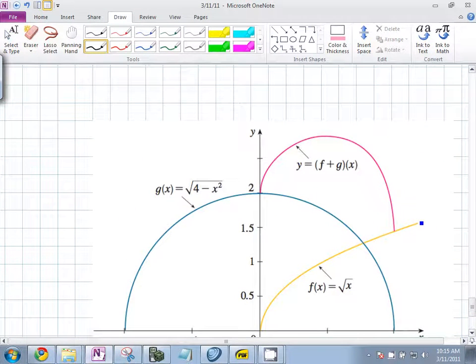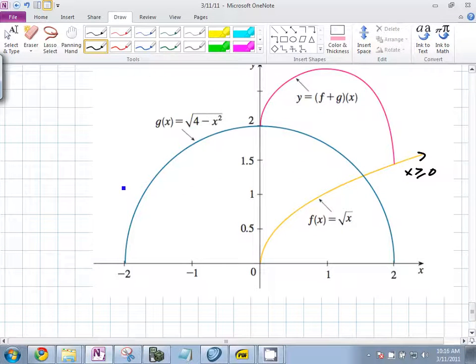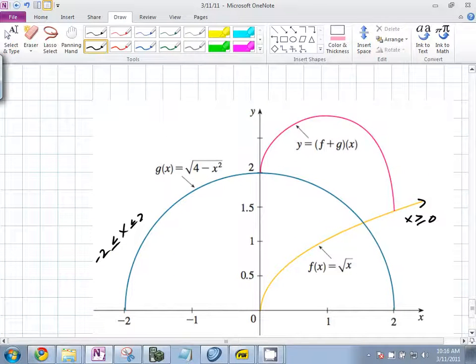What's the domain of the blue here? It's the same function, right? The domain of the blue is x less than or equal to 2 and greater than or equal to negative 2. So if you add them together, the new function is right here. It goes from that point all the way to that point. You know that it has to stop at 2 and it has to stop at 0. So what's the domain of the new function? Between 0 and 2.